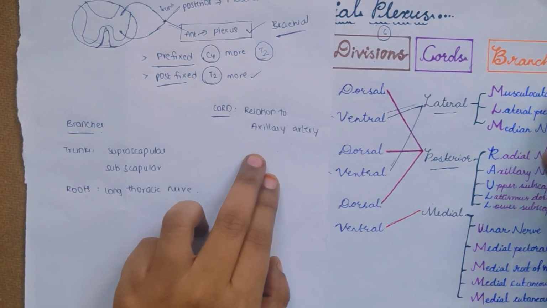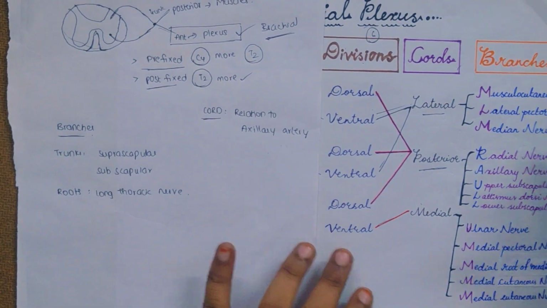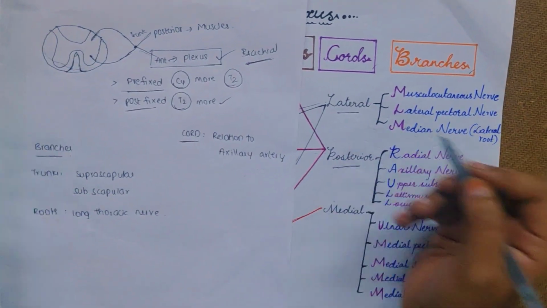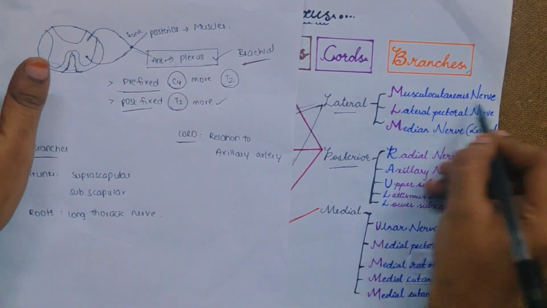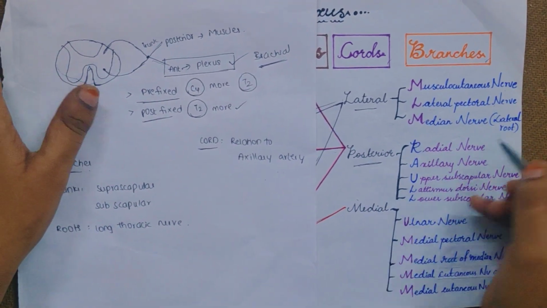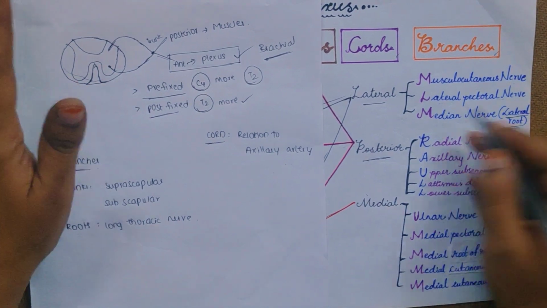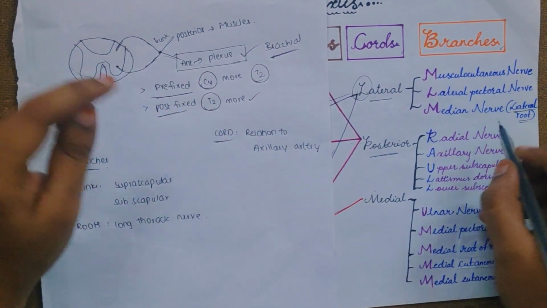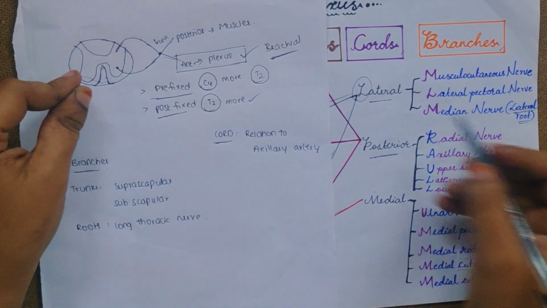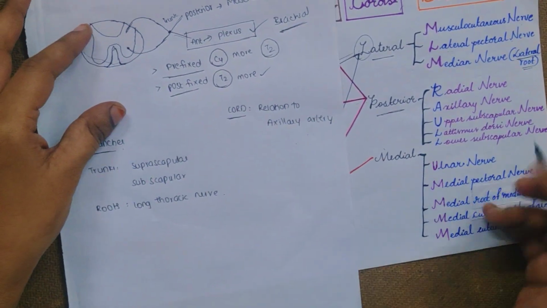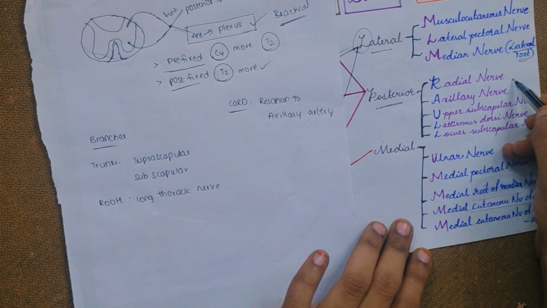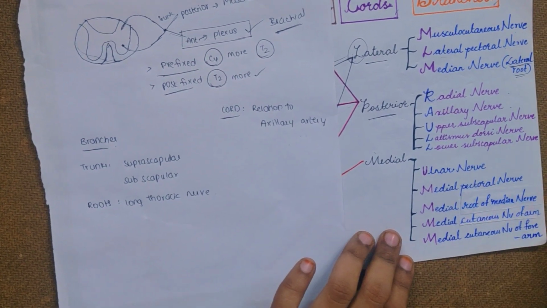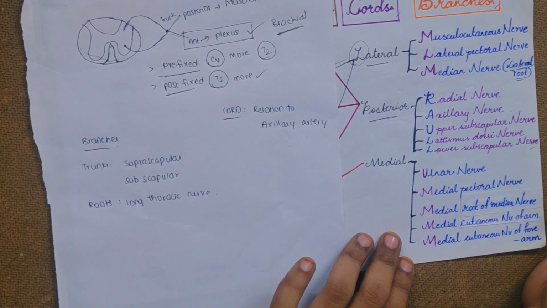From these cords, the branches arise. What are the branches? Let's name them. From the lateral cord, mainly 3 branches: musculocutaneous nerve, lateral pectoral nerve, lateral root of the median nerve. In simple terms, you remember that from the lateral cord, mainly the lateral pectoral nerve and lateral root of the median nerve. Next, posterior. From the posterior cord, you see mainly 5: radial nerve, axillary nerve, upper subscapular nerve, latissimus dorsi nerve, lower subscapular nerve.